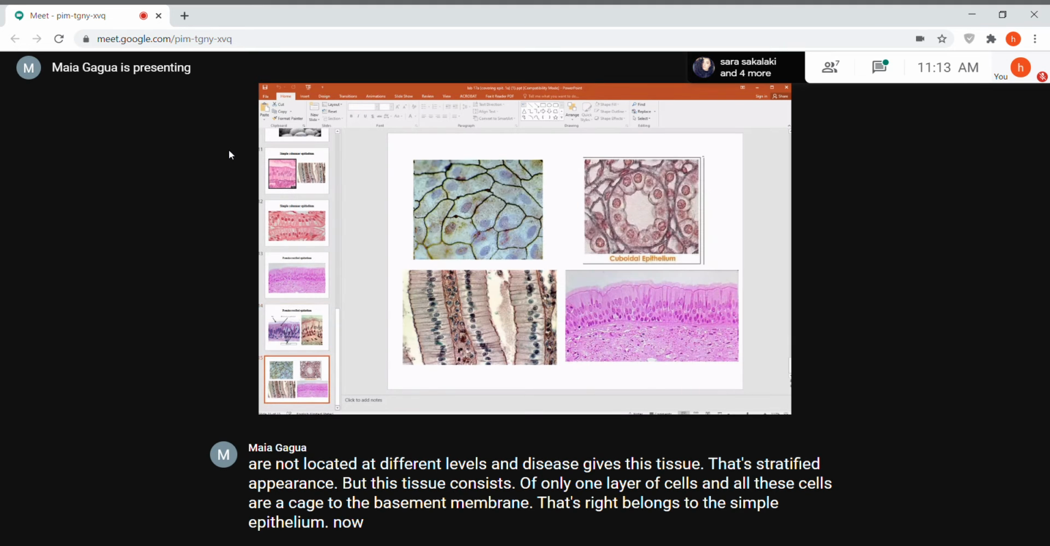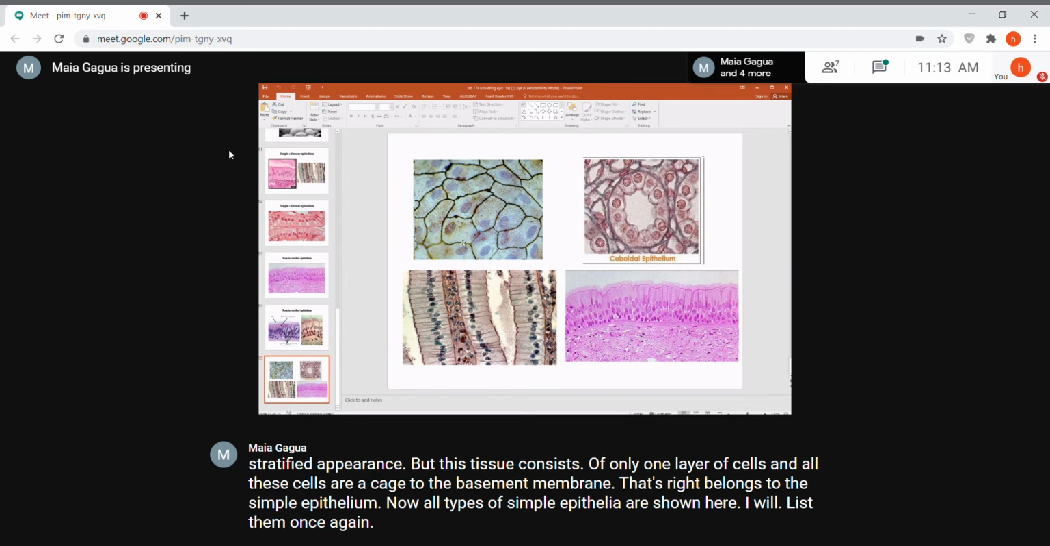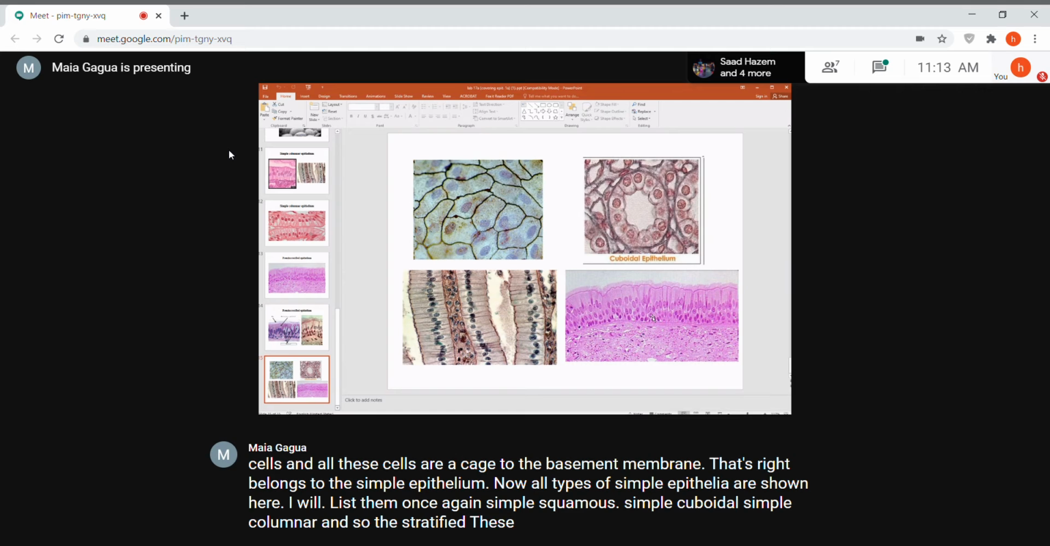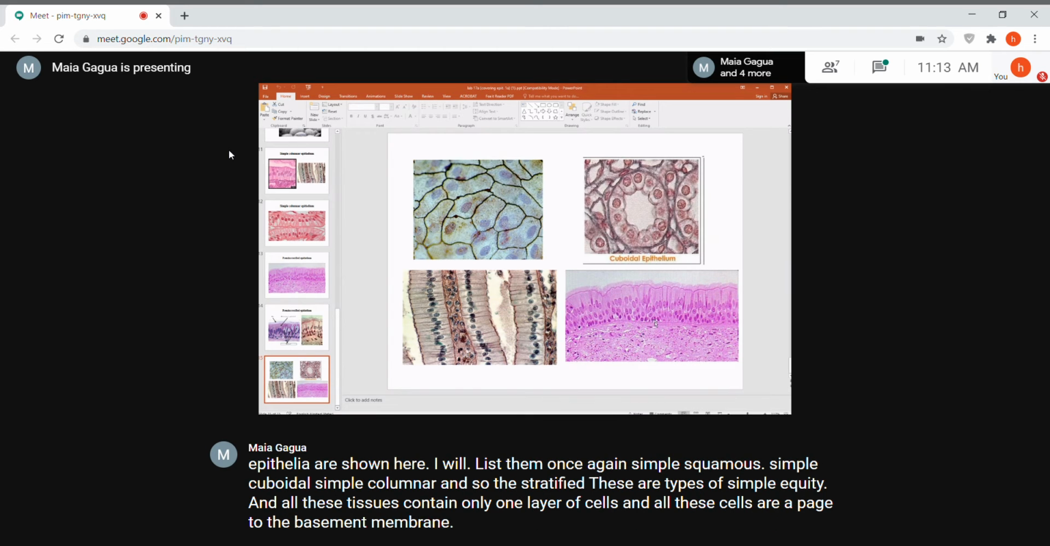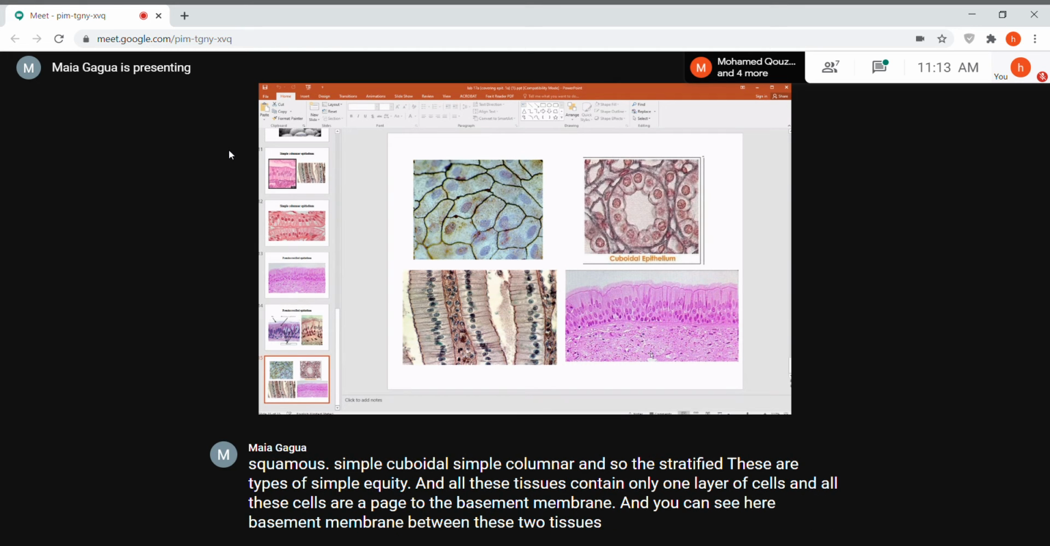Now all types of simple epithelia are shown here. I will list them once again. Simple squamous, simple cuboidal, simple columnar, and pseudostratified. These are types of simple epithelium. And all these tissues contain only one layer of cells, and all these cells are attached to the basement membrane. And you can see here basement membrane between these two tissues, epithelial tissue and connective tissue.